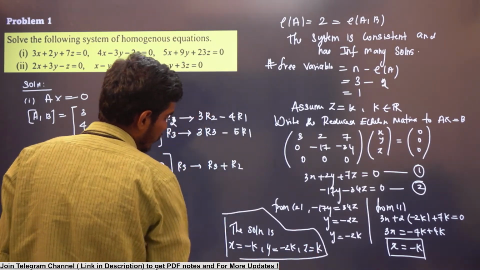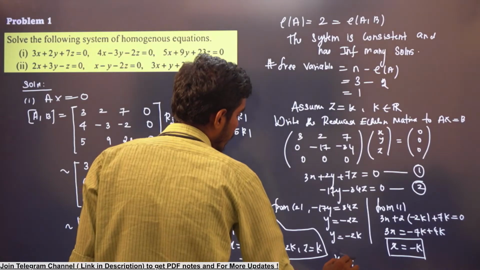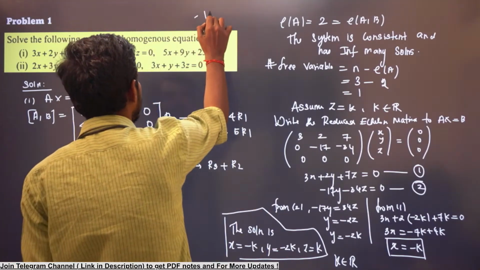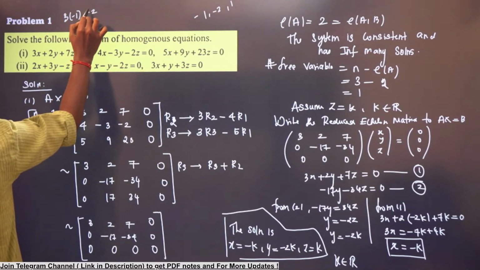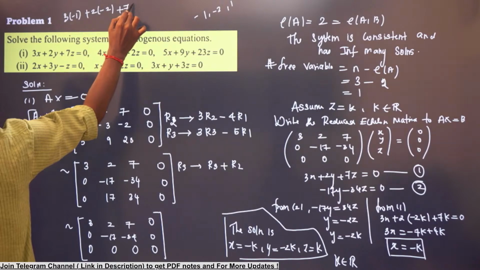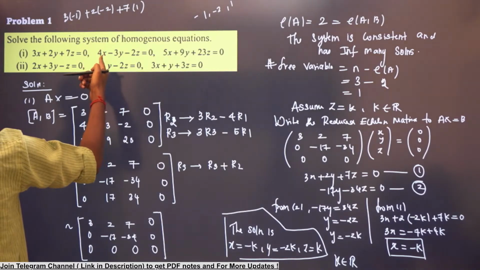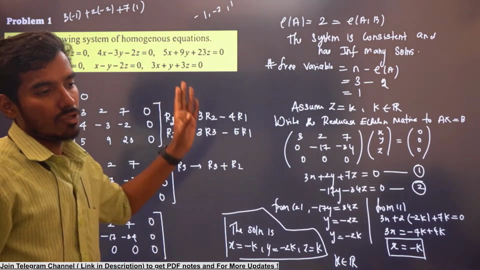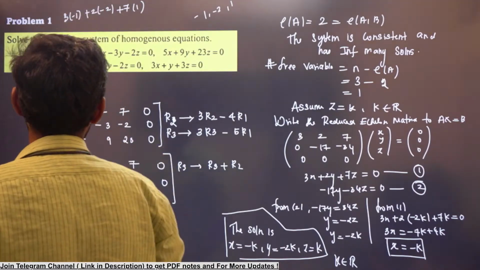So whenever this happens, this will always be a solution. This k belongs to any real number. Let us put k equal to 1. If k is 1, minus 1, minus 2, plus 1. You check. So 3 times x plus 2 times y plus 7 times z: minus 3 minus 4 plus 7 is 0. And 4 into 1, minus 4 plus 6, minus 4 plus 6 is 2, 2 minus 2 is 0. Yes. So obviously if you put any value of k, that set will be a solution, right? So I'll move on to the second problem.